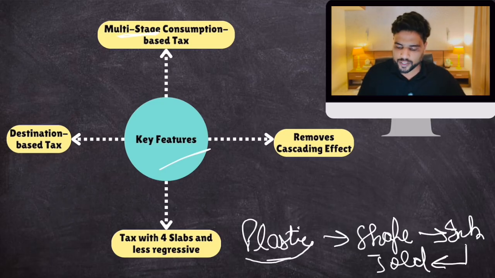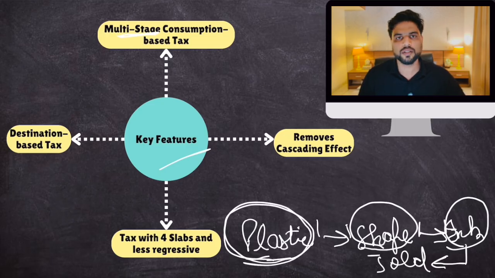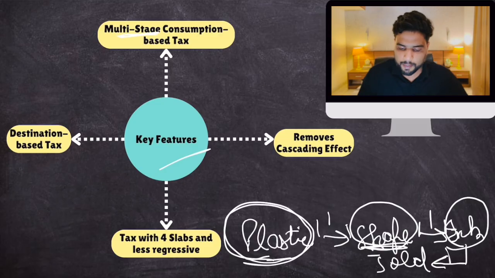This entire thing is called the value chain of this pen. And the plastic manufacturer is a different company, shape giving company is a different company, ink company is a different company. At all these stages, GST would be levied. So this plastic manufacturer will sell plastic to the person who makes the shape of the pen, so GST would be levied here, levied here, levied here, and finally we pay GST. So it is a multi-stage tax and it is levied at the consumption of goods and services. So it is a consumption-based tax. This is feature number 1. Remember this.